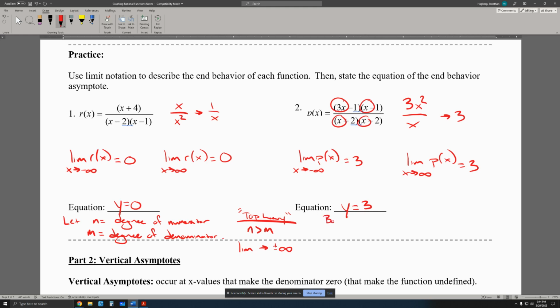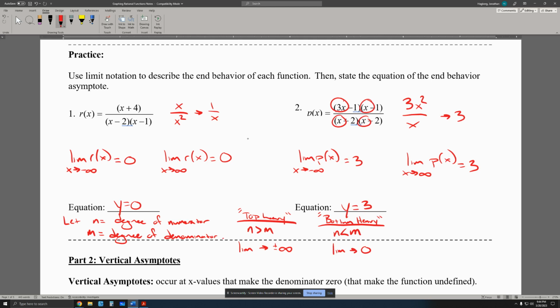Case number 2 is if it's bottom heavy. Okay, so that's saying that the degree of the denominator is greater than that of the numerator. So this would be something similar to our 1 over x or 1 over x squared or 1 over x cubed, right? So it's bottom heavy. We have a greater degree in the denominator. The limit of the function, the end behavior, is going to approach 0. So our end behavior asymptote would be y equals 0.